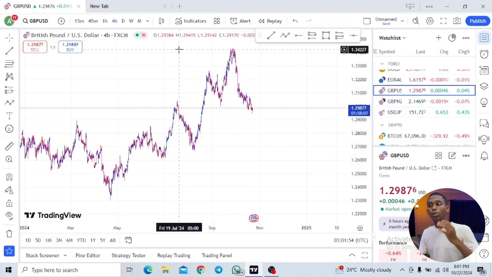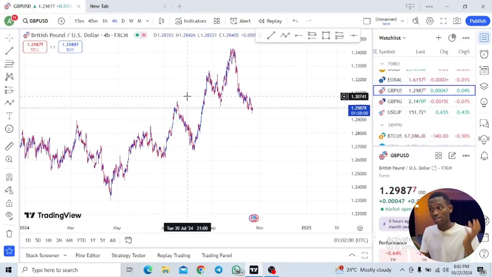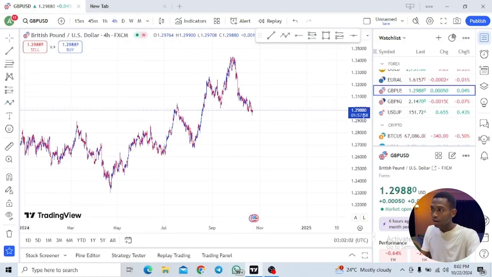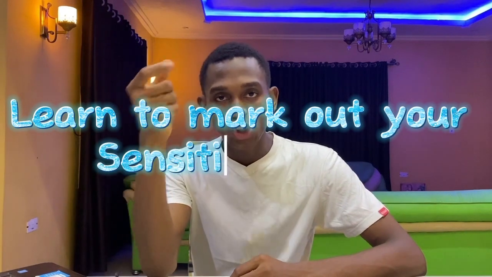And we can keep on going down and down. This is still the 4 hours time frame. We can keep on going down to see more, but we're going to stop here for the top-down analysis. Now, the next thing we're going to jump into is learning to mark out your sensitive points or your areas of interest. Sometimes some people call it your key levels. SMC traders call it bank levels, or I don't know what they call it in their SMC.